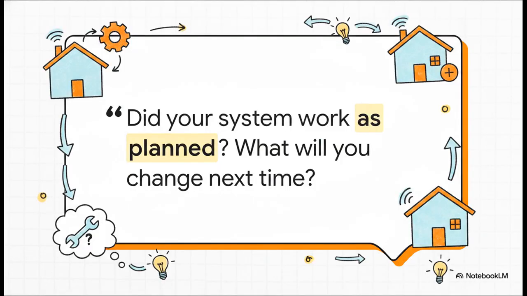Did your system work as per the plan? What will you change next time? This question hits the nail on the head. Building tech is a cycle of continuous improvement. You build it, you observe it doing its thing, and then you immediately start brainstorming how to make version 2.0 even better, faster, or more efficient.